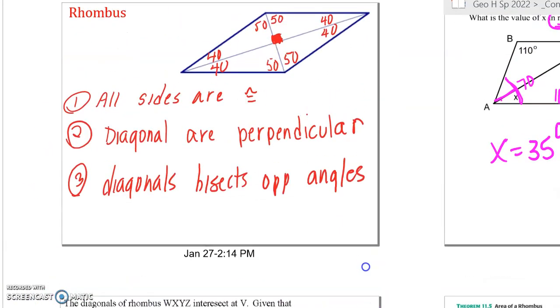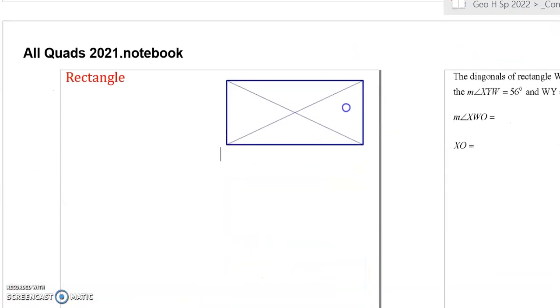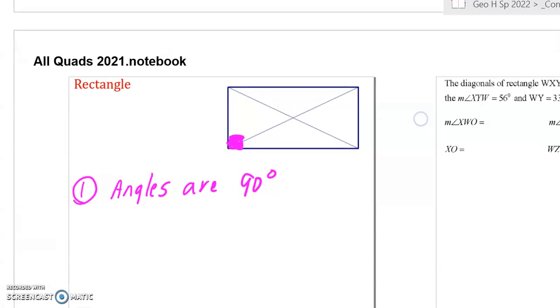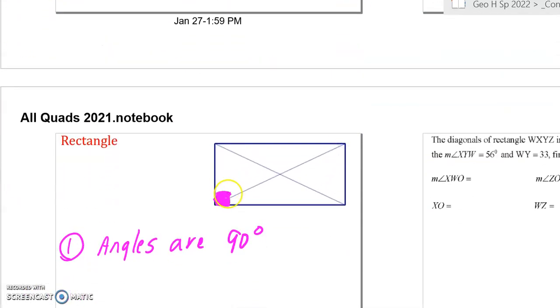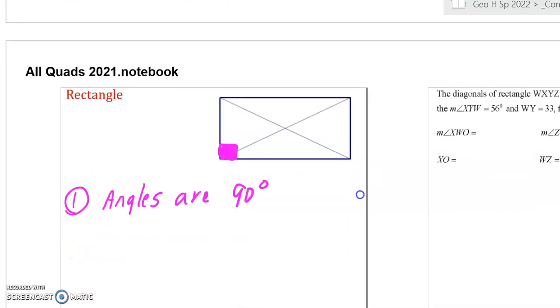In the rhombus, one thing is that all the sides are congruent. That's not true in a rectangle. What is true in a rectangle is the corners are 90 degrees. So one is angles are 90 degrees. Now you need to keep that different than in a rhombus. The diagonals are perpendicular, causing this angle to be 90 degrees. Now I'm talking about the corners all being 90 degrees.